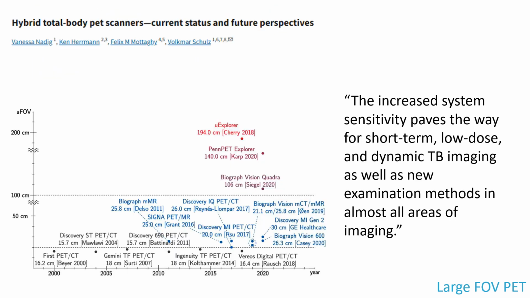In this plot we find the history of the axial field of view length over the years for the available PET scanners. The first PET scanners available had less than 20 cm axial field of view. Standard scanners now have an axial field of view of between 25 and 30 cm. The total body scanners can reach almost 2 meters of axial field of view. This has many consequences, but the first is a relevant increase in sensitivity, and this brings many important advantages, as reported in this paper.